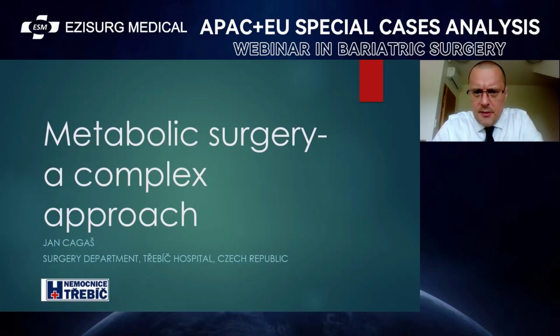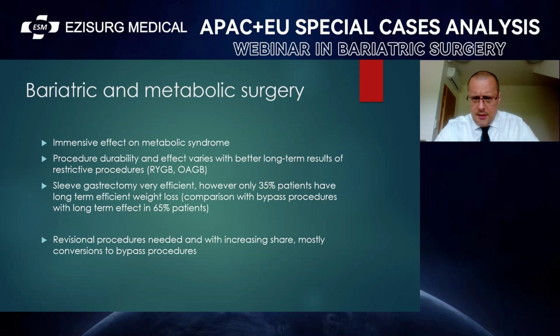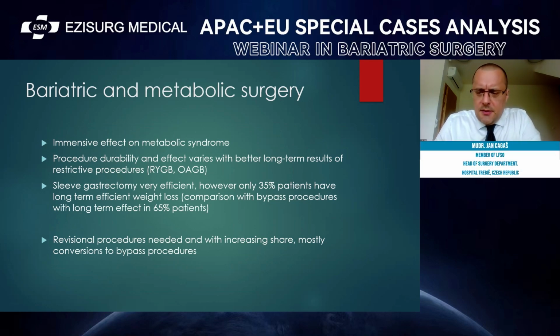My talk will be about the complex way how to do bariatric surgery, because recently there has been really big data about the immense effect on metabolic syndrome. However, there is a big variation between the effect of the procedures. They vary, and mainly the main difference is in the long-term effect of those.